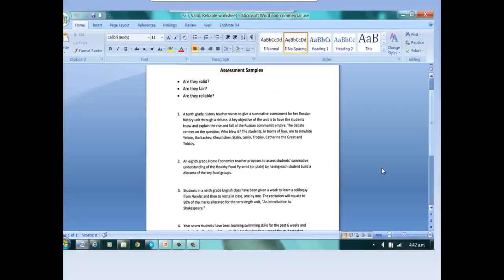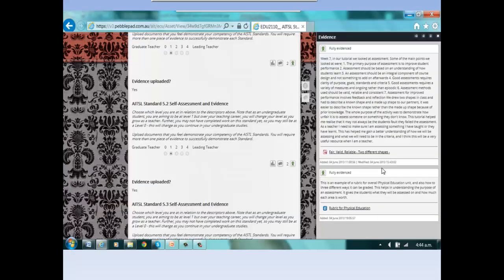This is a worksheet of different scenarios to assess your knowledge. It contains scenarios with assessments, and it shows whether they were fair, valid, or reliable or not. It is up to you to decide what best suits each one and change them around and make it better. And 5.2 is my reflection on understanding of if an assessment is fair, valid, and reliable.